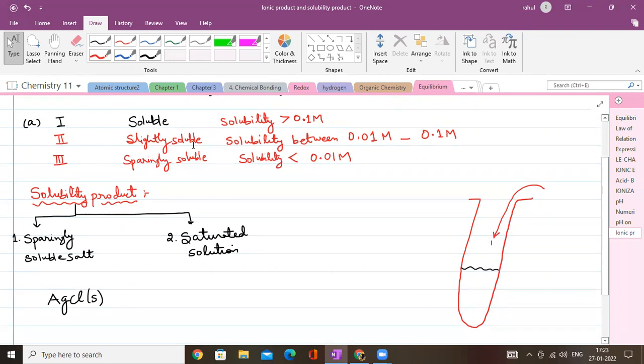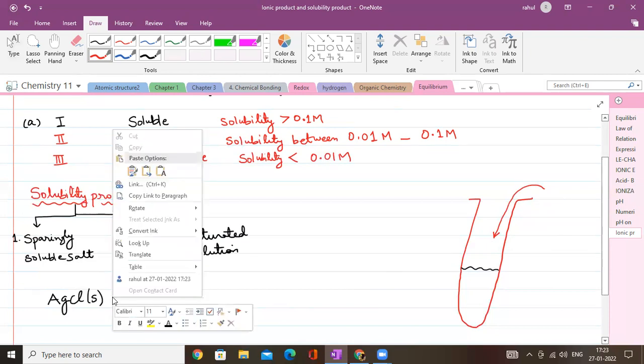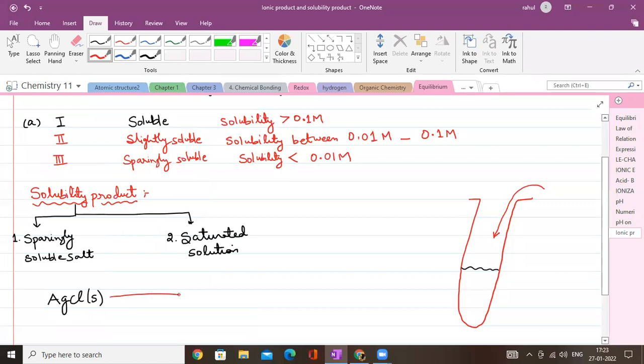But if I am talking about slightly soluble, the saturation point is nearby. If I am talking about a sparingly soluble salt, as I am talking about right now, AgCl is a sparingly soluble salt. In that case, you will find that the saturation point is very near. So the first point here is that when I try to dissolve silver chloride inside the water, it is going to get dissolved, but before that there is one process.